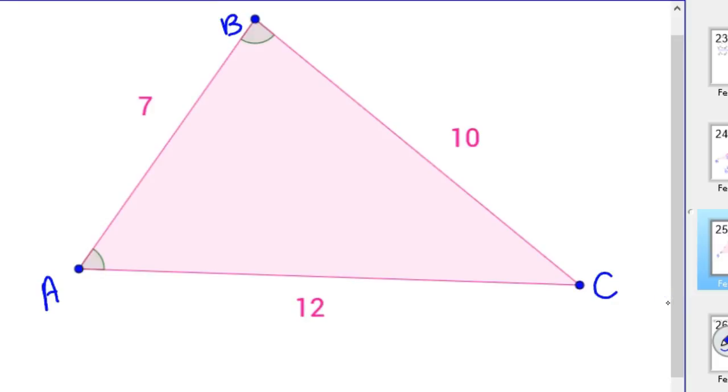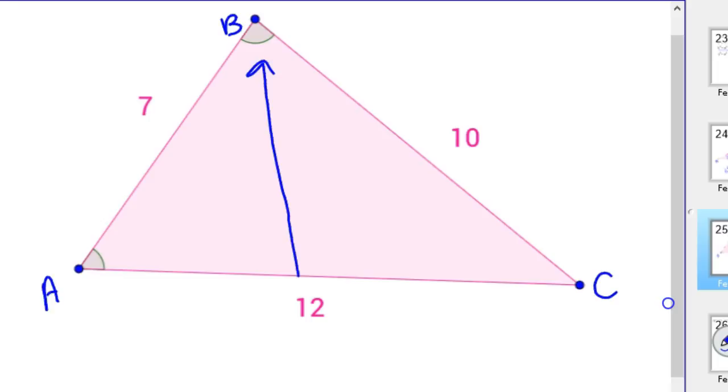If you want to give it a shot, hit pause and see if you get the same thing I get. You're going to use the same formulas. The key is, though, before you hit pause, you always find the biggest angle first. And the biggest angle is always across from the biggest side. Well, this side's 12, so that means B is the biggest angle. So that's always where you begin.